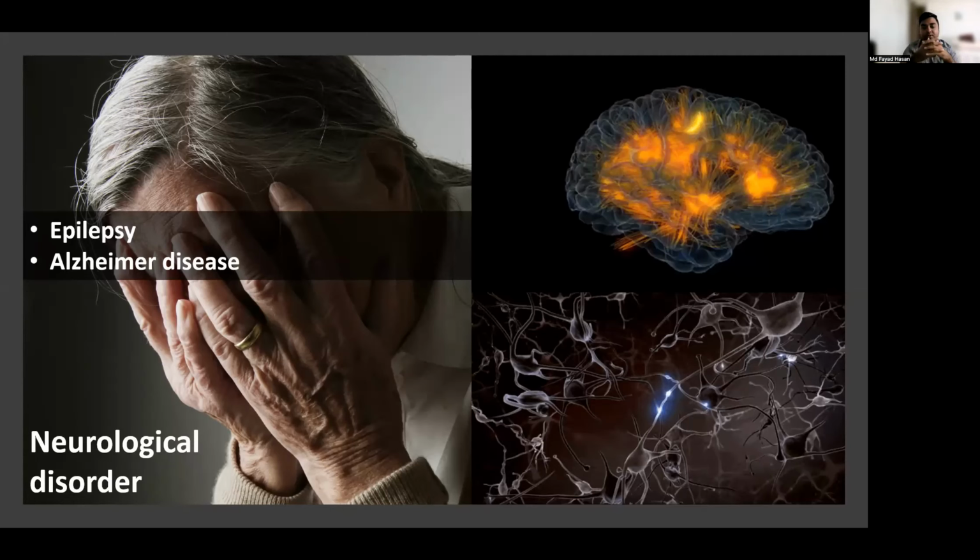But the problem with these neurological disorders is that unlike other diseases like fever or inflammatory disease, for most of the cases, we don't know how the disease actually happens. What's the pathophysiology of this disease? So how do you develop a drug for a disease for which you don't know the etiology? Some of the epilepsy and Alzheimer's are genetic, but most of them are just sporadic and happen at a random stage of life. So how do you come up with a drug for these things?